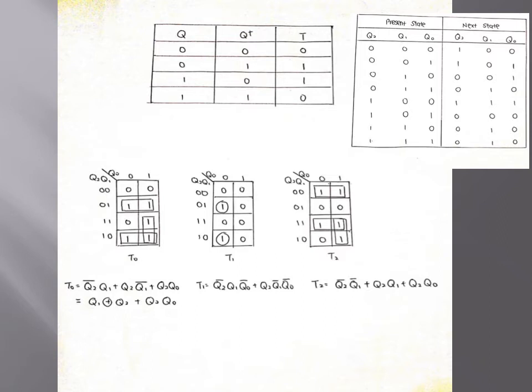And then we can do the T1 map also. The process is the same, but now we refer to Q1. And then we will get the equation like this: T1 equals Q2 bar Q1 Q0 bar plus Q2 Q1 bar Q0 bar. And then as well as the T2, we will get the equation Q2 bar Q1 plus Q2 Q1 plus Q2 Q0. Okay, so we go to the next slide.